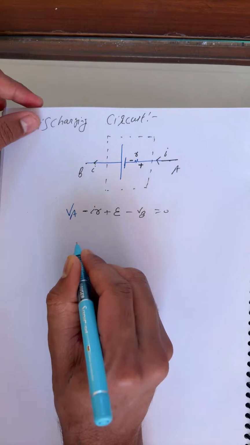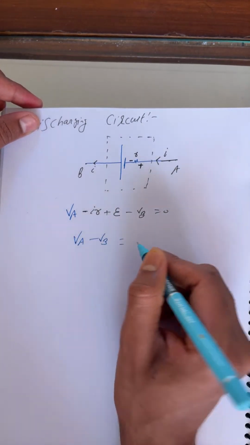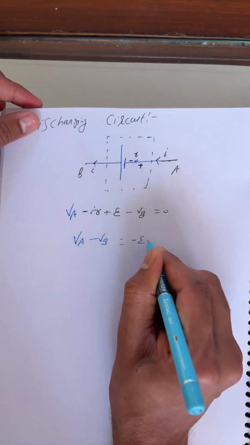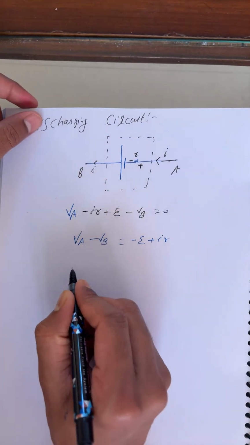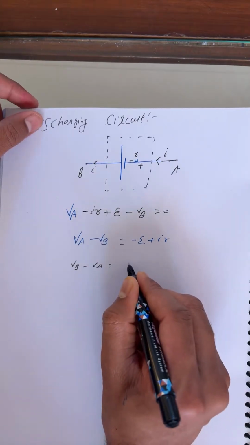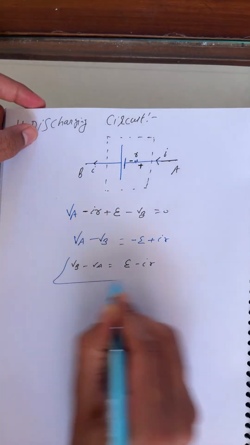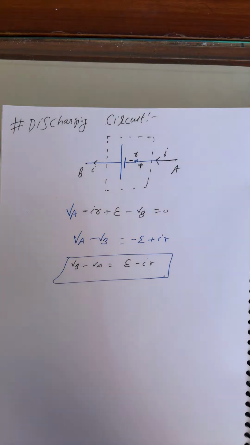So here you can write VA minus VB is equal to minus E plus Ir. Or you can also write VB minus VA is equal to E minus Ir. Yes, beta, VB minus VA is E minus Ir.